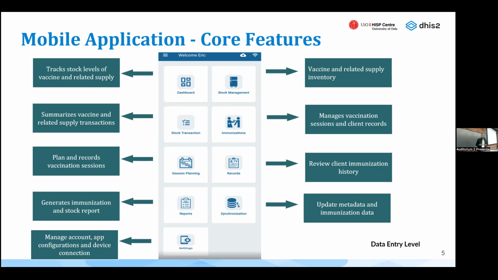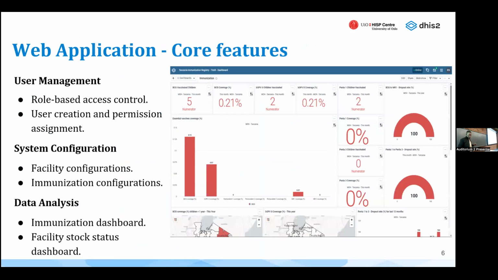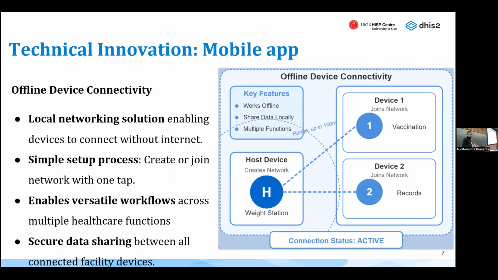Then we were able to come up with a way of making sure these devices are offline, but they can still exchange information. It was a little innovation because it was not even possible in the previous immunization registry, where you connect these devices offline. First, we started exploring Bluetooth. Once the weight has been put into the system, how is it going to be visible to the other nurse who is providing the vaccination?